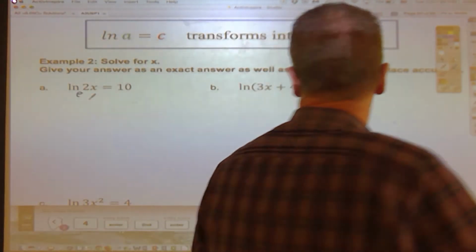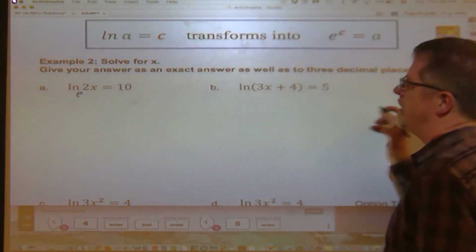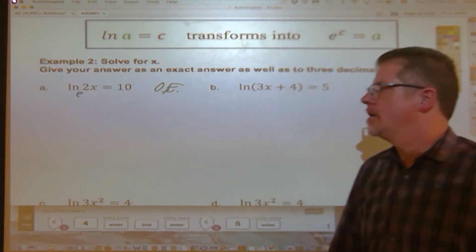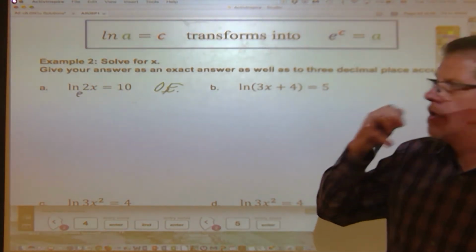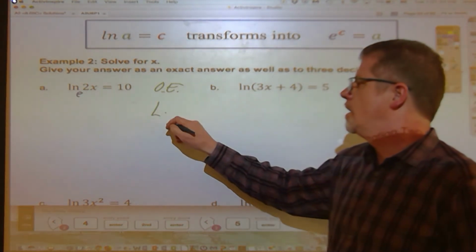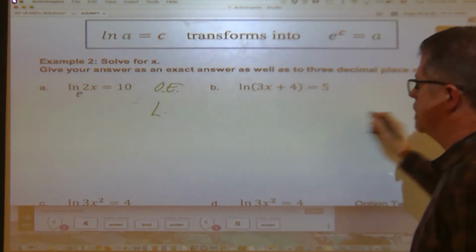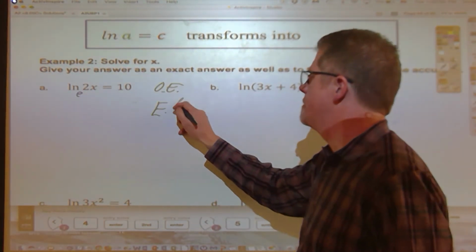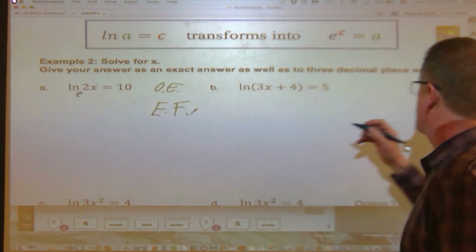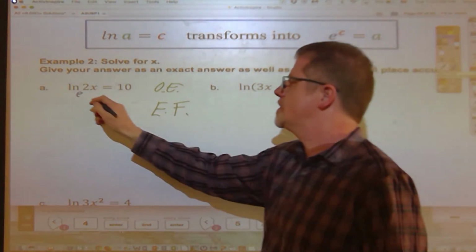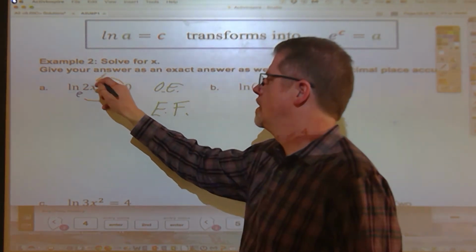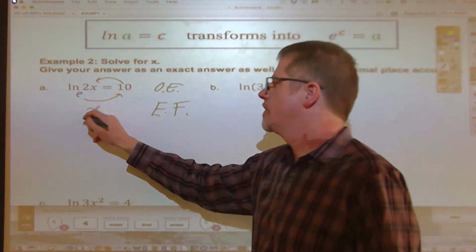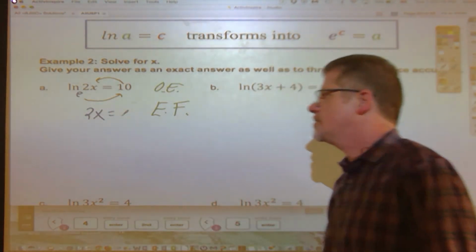Okay, well, let's see how we're doing here. If you make the invisible base visible, then we've got... EF is the code here for exponential form. So that's a signal that it's time to use the arrows. Exponential form will give us 2x is equal to something. Jay, what would 2x equal in this case?